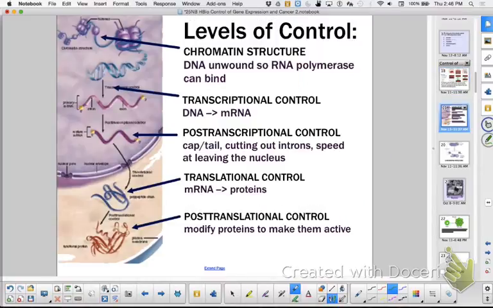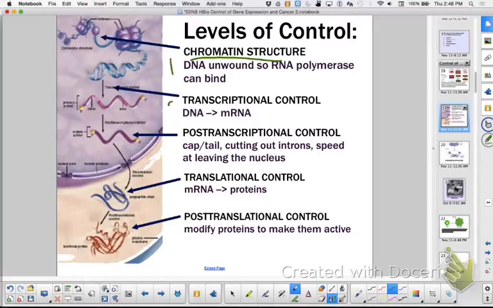So then we looked at this and we talked about the levels of control, and this is what we started off with in our review today. We talked about chromatin structure. Is the DNA tightly coiled and put away? If it is, it's heterochromatin, it's not active. Or is it available? It's euchromatin. Okay, that was number one.